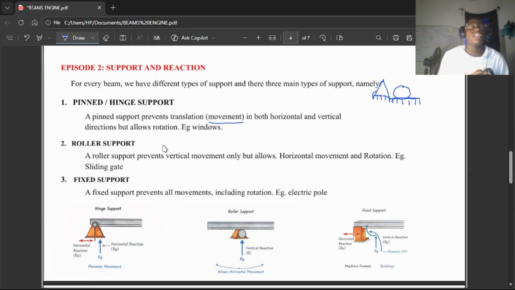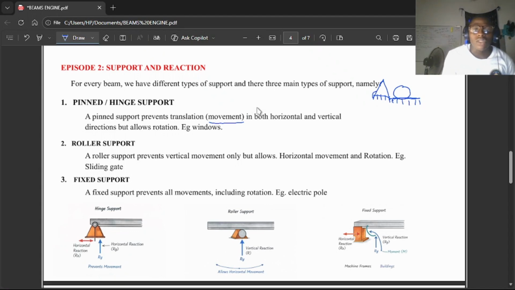A good example is our wooden doors. Our wooden doors are a good example of a pin support because your wooden door is not moving horizontally, not vertically. It's not moving vertically or horizontally. But what happens? It's rotating. So you are closing it, you are opening it. That is a rotation. Am I communicating?